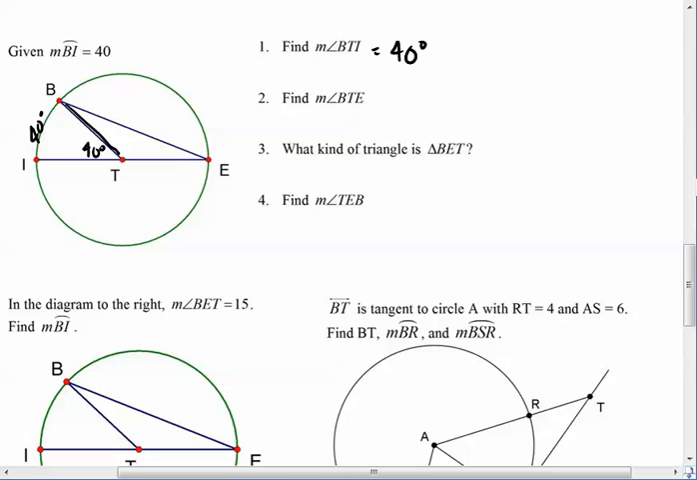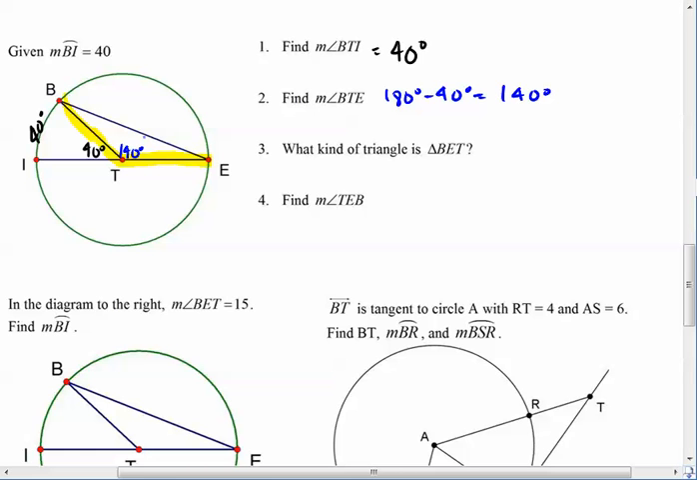Let's undo that. I was looking for a highlighter. BTE. Okay. So hopefully you can see that that forms a straight angle with our angle BTI. So we simply have to do 180 minus the 40 degrees to get 140 degrees for that large central angle.